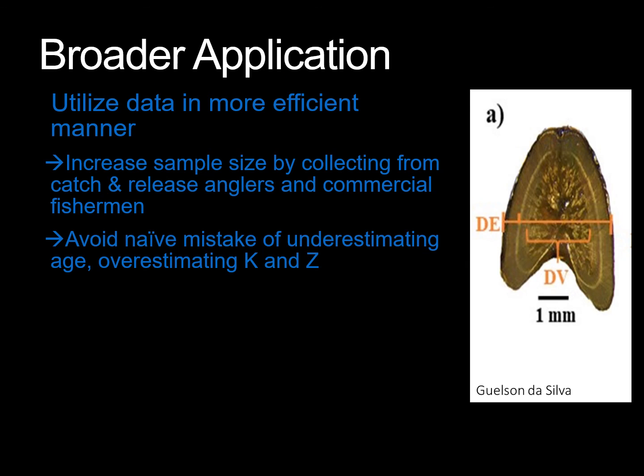Other benefits of using the Bayesian model include that it allows us to utilize the data in a more efficient manner. We no longer have to do the naive thing and just assume what we see represents the true age. We can also increase our sample size by collecting from catch and release anglers and commercial fishermen, since it's a non-lethal sample and it's fast to take. The Bayesian model also avoids the naive mistake, which in simulations, when you had all ages represented, resulted in us underestimating the age and therefore overestimating K and Z, which, as we mentioned, can have really big implications for your management.